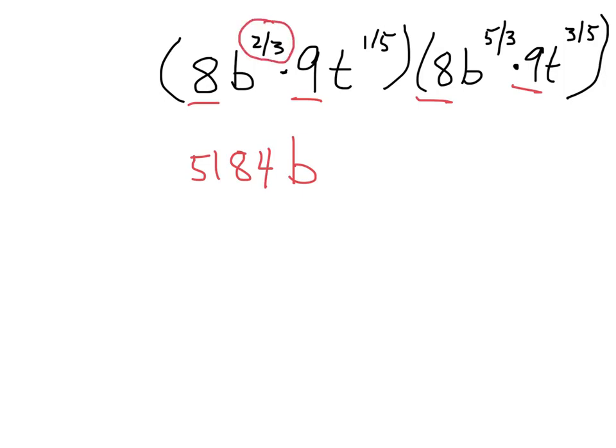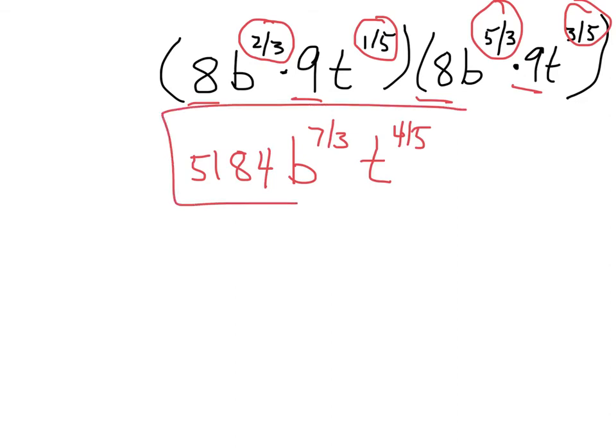And then adding the b exponents of 2/3 and 5/3. Okay, so 2/3 plus 5/3 is 7/3. And then for t, I have t to the 1/5 plus 3/5 is 4/5. So by adding the exponents, I have my final answer.